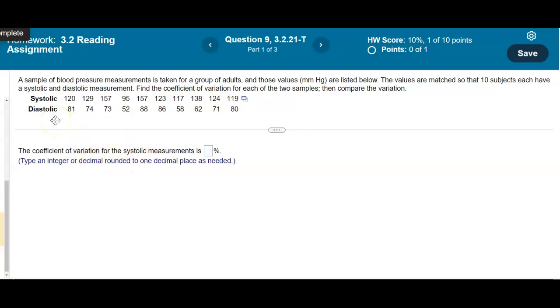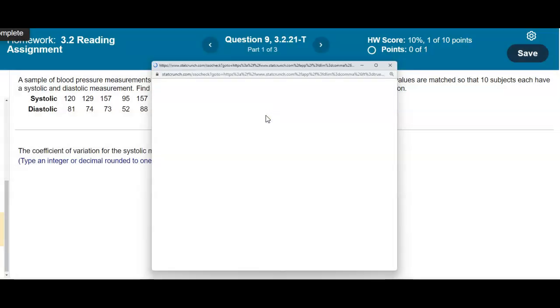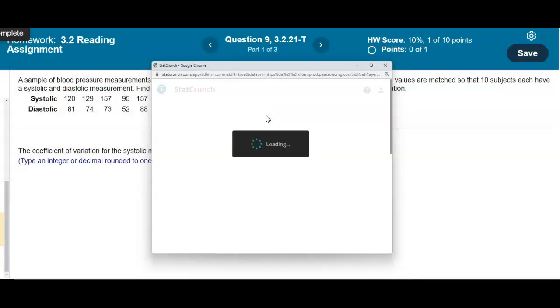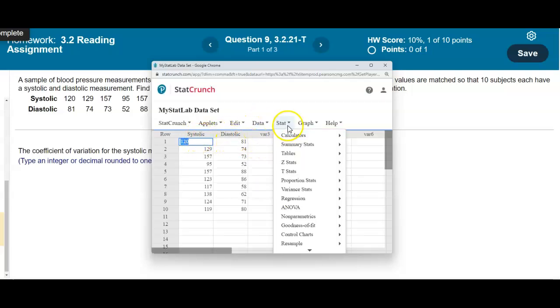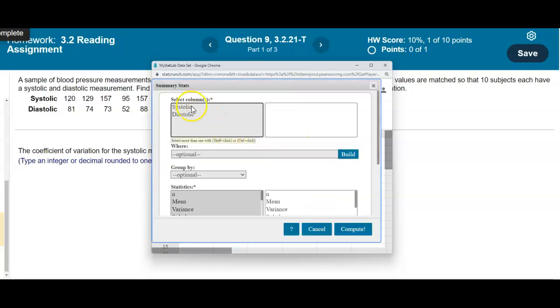Now, in order to use the formula, we need to find the sample standard deviation and the sample mean. So we're going to open up this data in StatCrunch. When we open it up, we should see our two columns, systolic and diastolic. We're going to go to Stat, select Summary Stats, and then go to Columns. Make sure you hit the Control button so that both of these are placed over here.